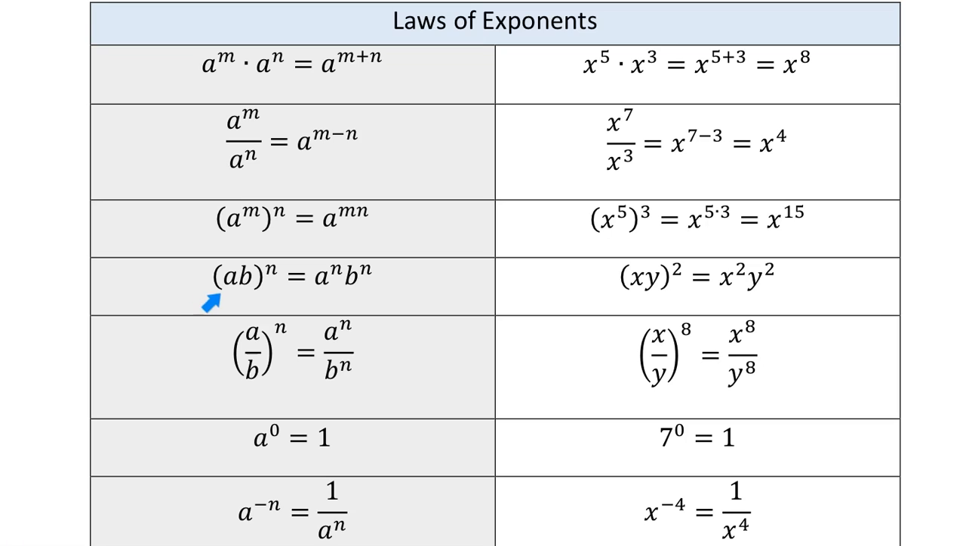In the next law, inside the parentheses we have a product of a and b, and this product is raised to the power of n. Then, when the parentheses are removed, a is raised to the power of n, and b is raised to the power of n. To the right, in parentheses x times y to the power of 2 equals x to the power of 2, y to the power of 2. In the next law, we have a fraction a over b that is raised to the power of n. Then here a will be raised to the power of n and b will be raised to the power of n. In the example to the right, x over y to the power of 8 equals x to the power of 8 over y to the power of 8.